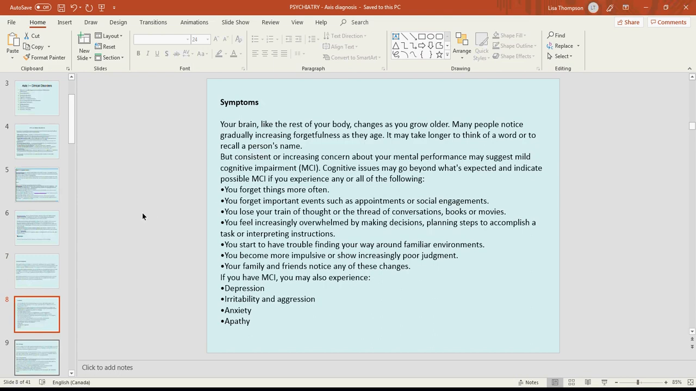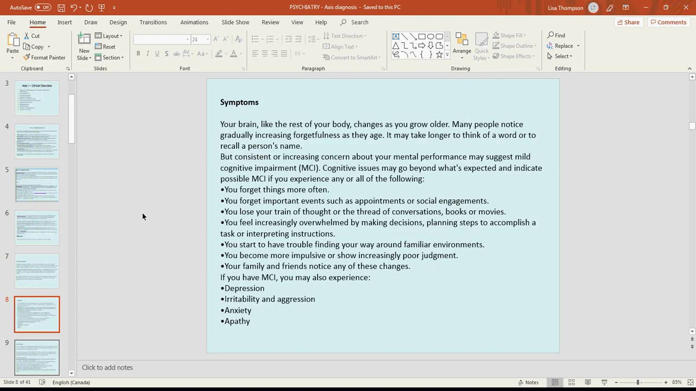Symptoms. Your brain, like the rest of your body, changes as you grow older. Many people notice gradually increasing forgetfulness as they age. It may take longer to think of a word or to recall a person's name, but consistent or increasing concern about your mental performance may suggest mild cognitive impairment. Cognitive issues may go beyond what's expected and indicate possible MCI if you experience any or all of the following.